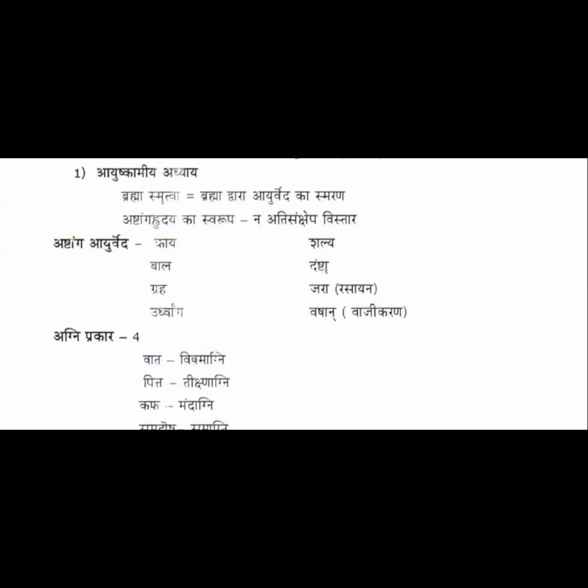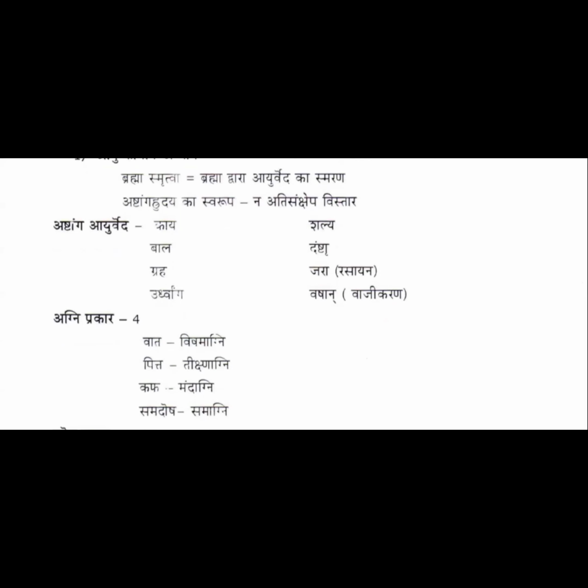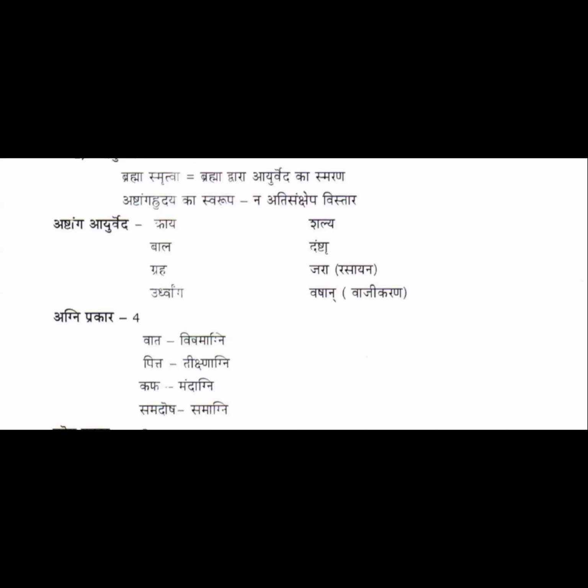Okay. You have to note that, just make a comparative table of the difference in the Ashtanga Ayurveda told by Vagbhata, Charaka and Sushruta. Also Kashyapa. So you make 4 tables for the Ashtangas of Ayurveda.